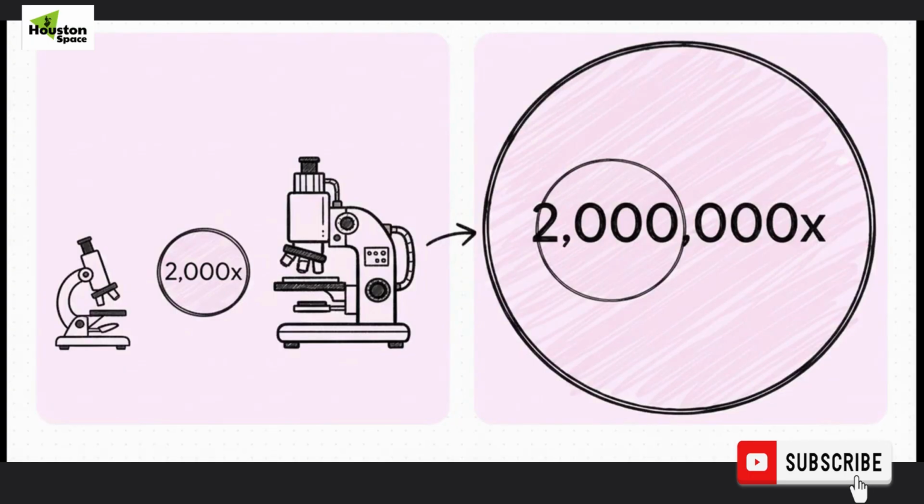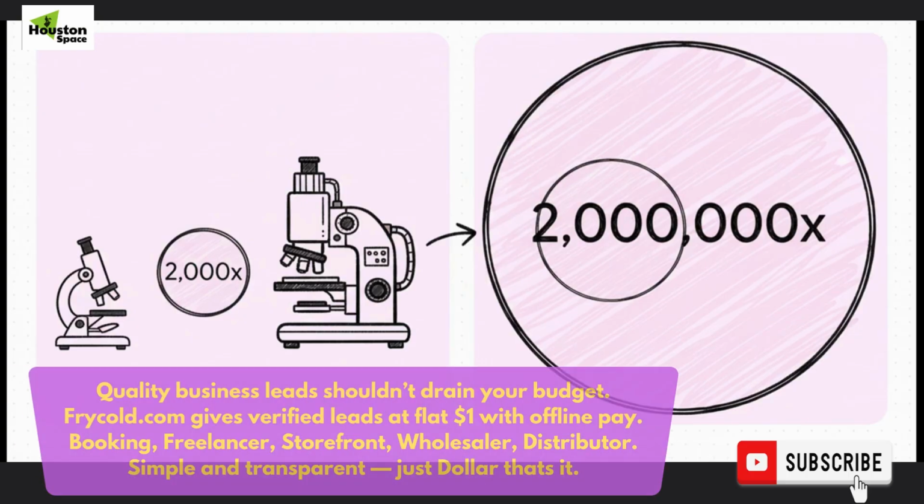Let's put some numbers on this, because the difference is just staggering. A light microscope maxes out at about 2,000 times magnification. If you try to push it any further, everything just turns into a blurry mess. But an electron microscope can hit a useful magnification of 2 million times. That's not just a step up, that's 1,000 times more powerful.